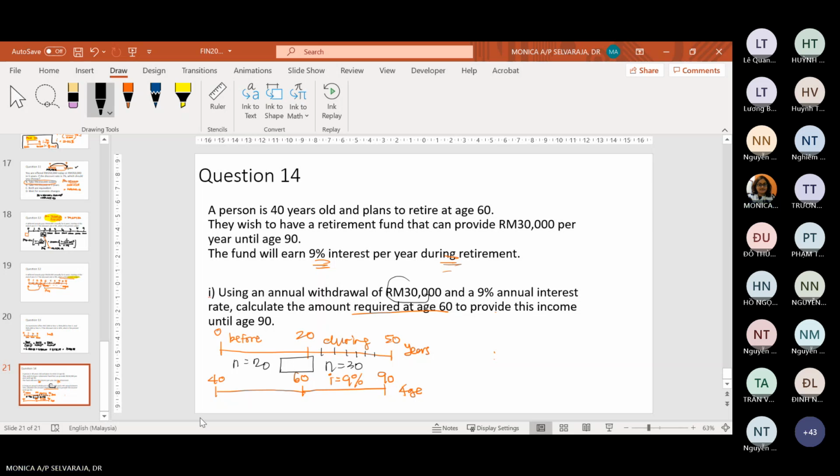Okay. So how much will she need? What is the withdrawal amount? It is 30,000. So calculate the amount required at 60. So what is the amount required here? What formula should you use? Can you all try? The timeline will be like this. From the period of 60 to 90 years, the age. So 60 to 90 means n is equal to 30. So it will be 30 years.